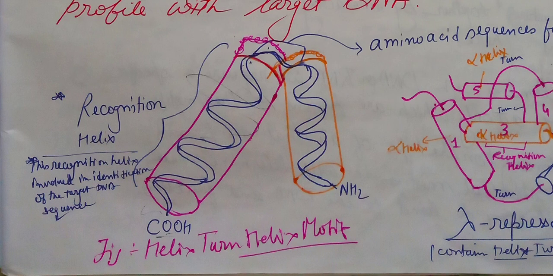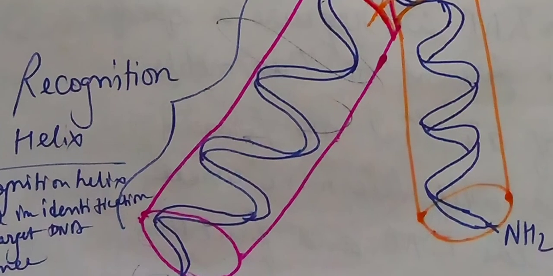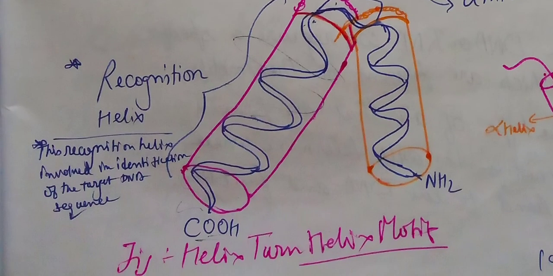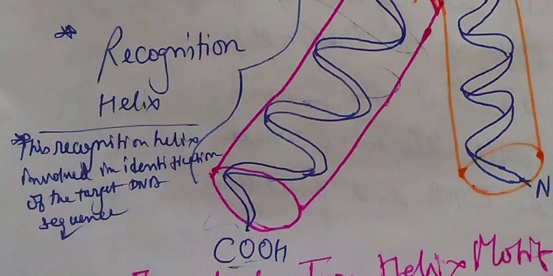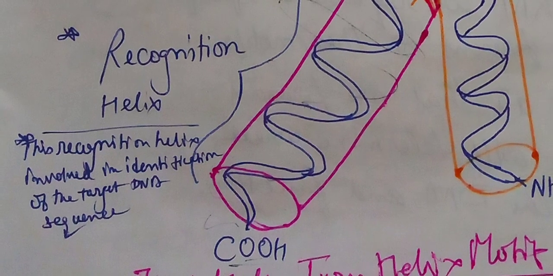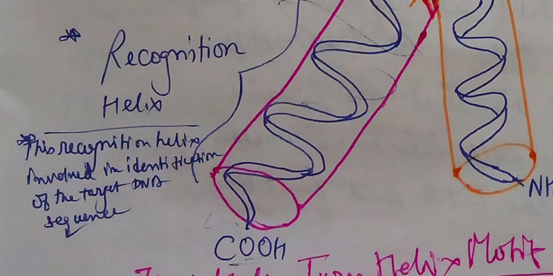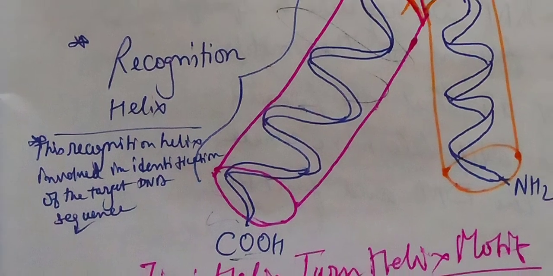Now what I want to show you is the recognition helix. Out of these two helices in the helix-turn-helix motif, one of the helices is called the recognition helix, and the recognition helix is actually involved in identification of the target DNA sequence. I am zooming in more. This recognition helix is involved in identification of the target DNA sequence.